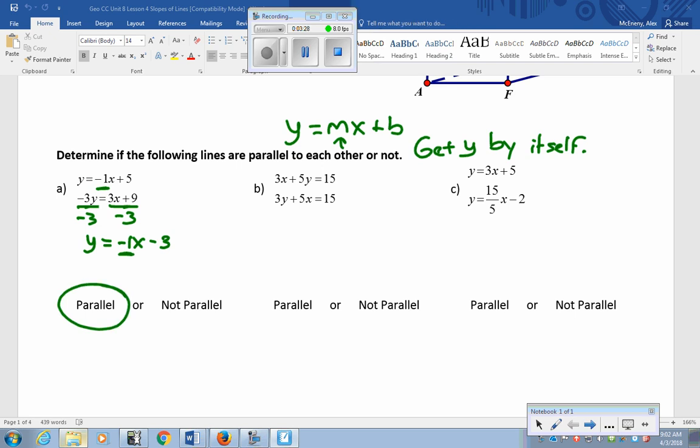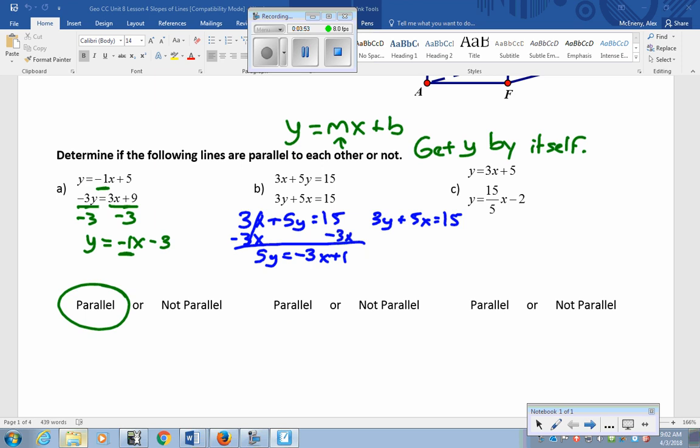If you look at B, for each of those we have to get y by itself. So I'm going to write down each equation, and I'm going to subtract 3x on each side. Then we have 5y equals -3x plus 15, and then we divide by 5. I'm going to hold off on doing all the work for this, but my slope will be -3/5, because the y-intercept really doesn't matter.